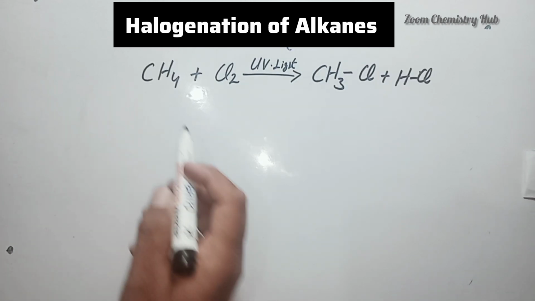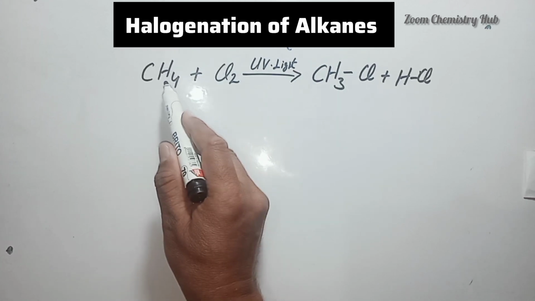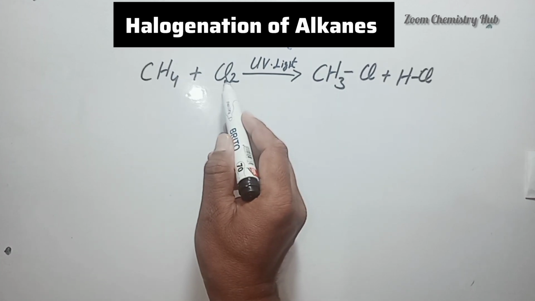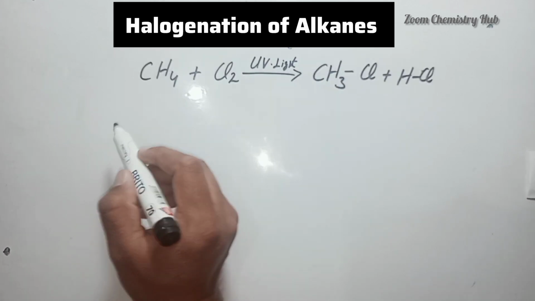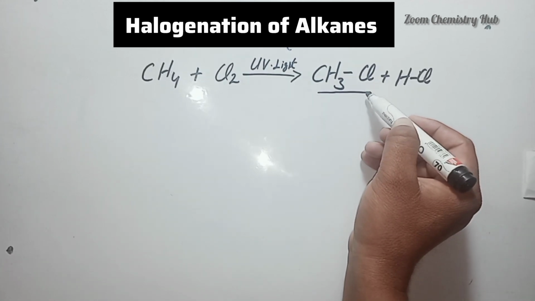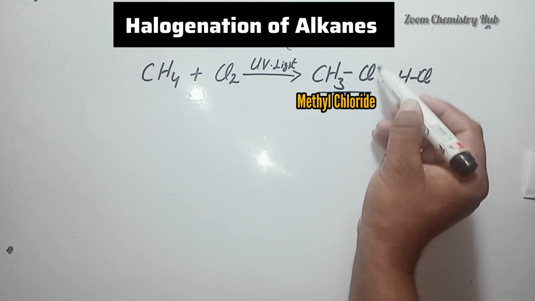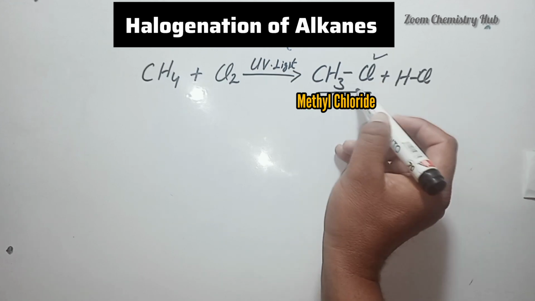And this is a series of reactions. In each step one hydrogen atom is replaced by one chlorine atom. In each step valuable products are formed. Here in the first step methyl chloride, that is chloromethane, is formed.